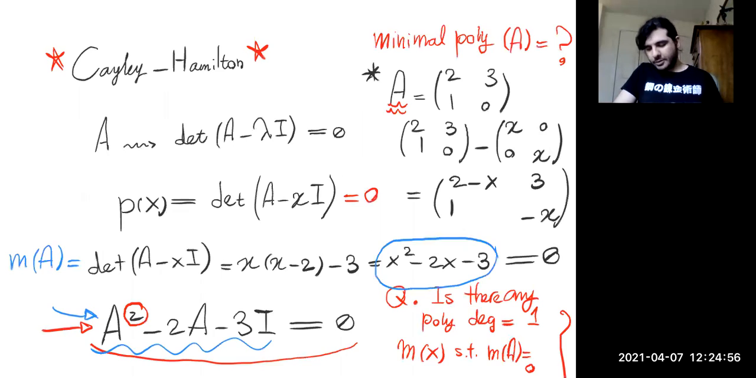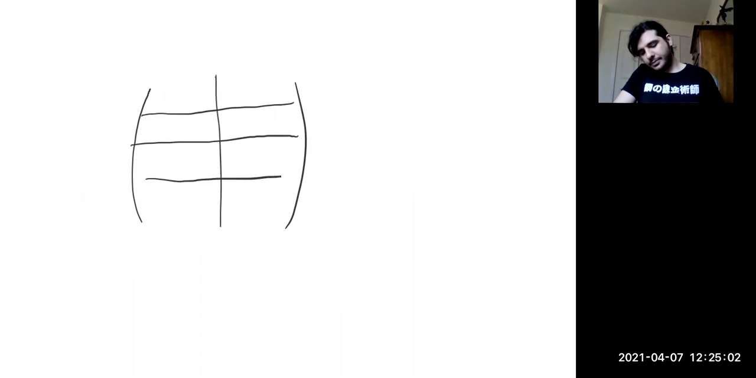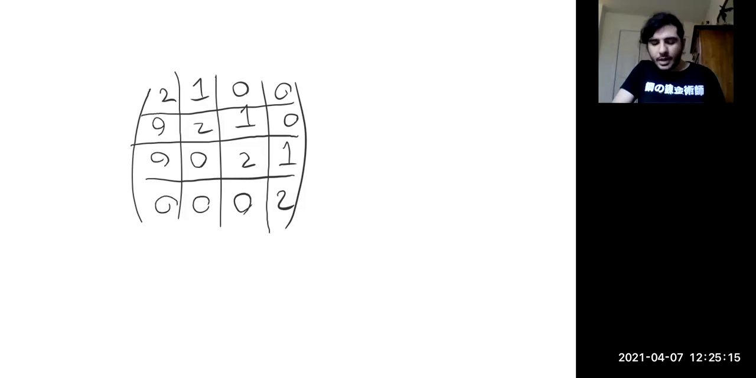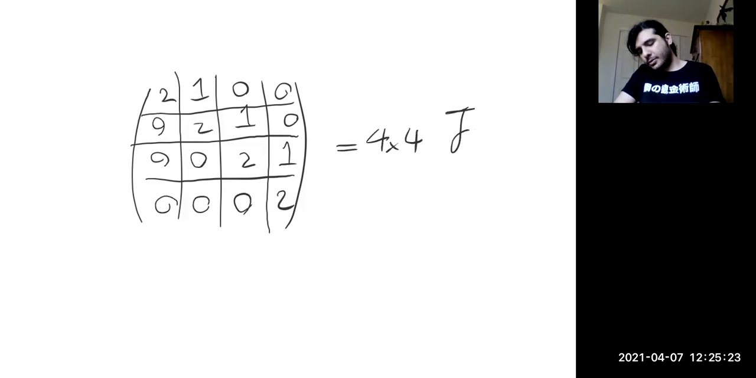Maybe let me write one 4 by 4 too. So let's say we have a 4 by 4 Jordan block. On the diagonal we have 2, and above the diagonal we have 1, and everything else is 0. This is called a Jordan block. Now, this is a 4 by 4 example of a Jordan block.